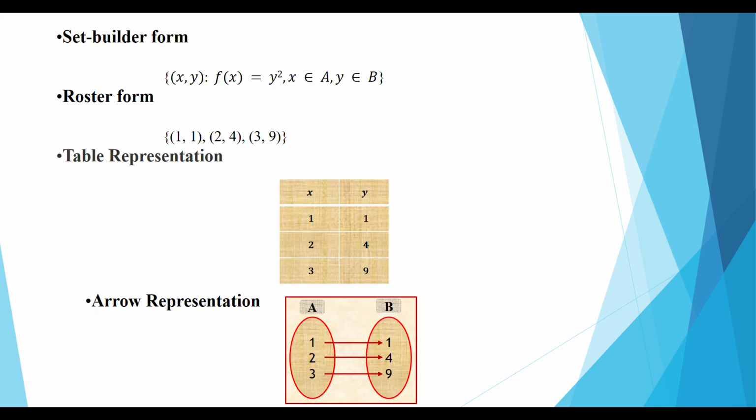In set builder form, {(x, y) such that f(x) = y squared, x belongs to set A, y belongs to set B}. f(x) = y squared. In roster form, you have all elements in listed form: (1,1), that is 1 with 1, 2 with 4, 3 with 9.